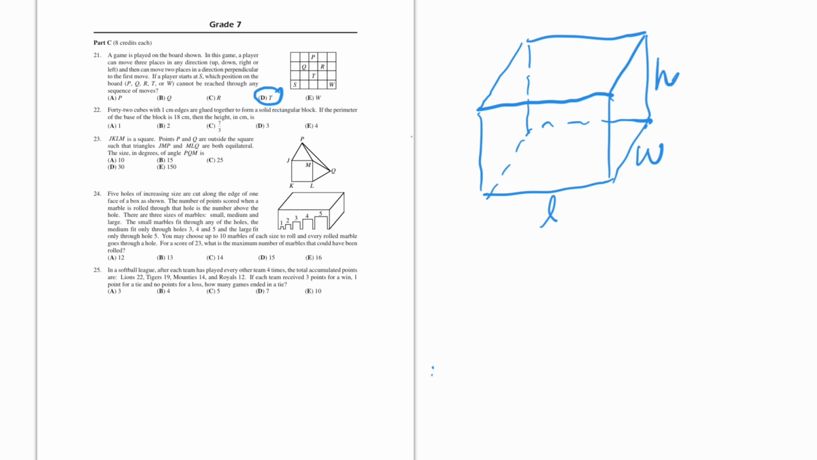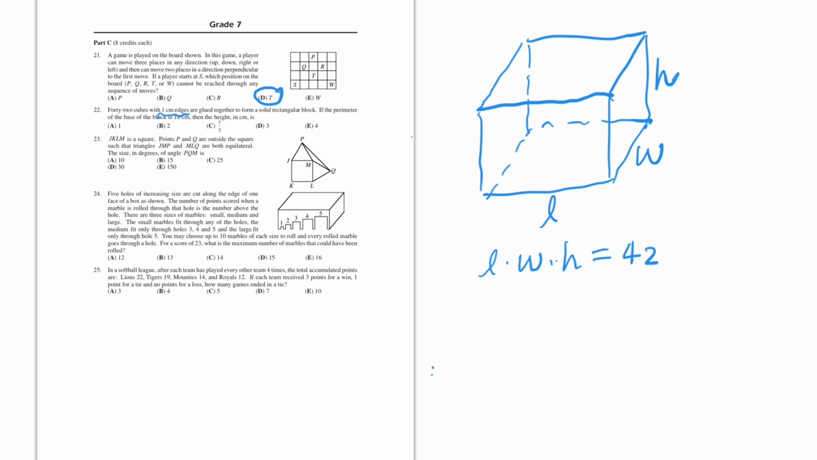They ask the height. The given, so the L times W times height, that's the volume. Volume is the 42. So they have the 42 cubes. That's the volume is the 42. Because the 1 centimeter edge, so the 1 cube is the 1 times 1 times 1 is the 1 centimeter cube. 42, that's the 42 centimeter cube.